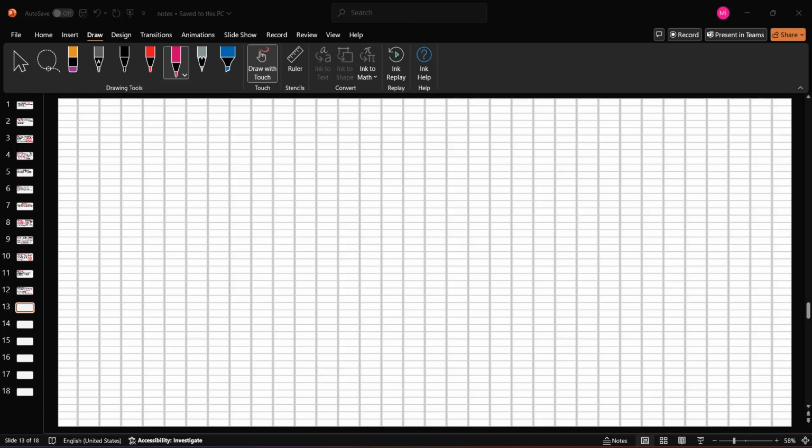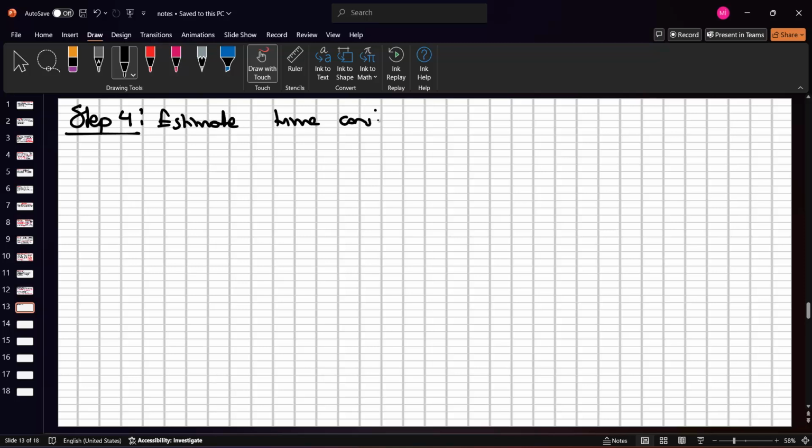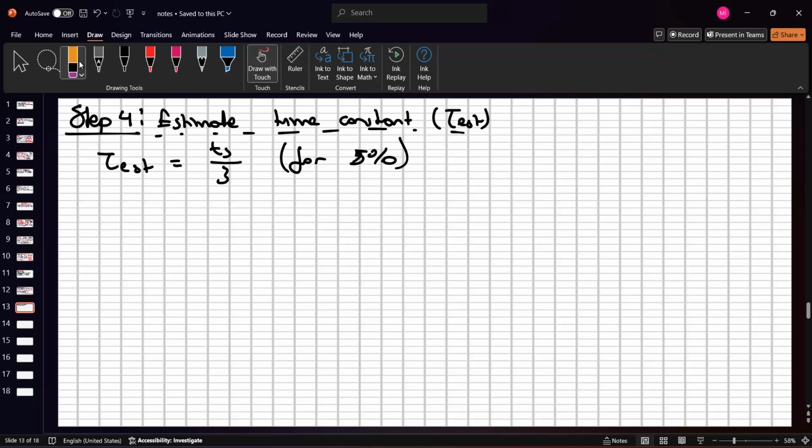And after that we need to continue with step 4. In step 4 we need to estimate the time constant tau est. If you know the settling time, tau est is ts divided by 3, where delta is equal to 5%. Okay, this is the 5%.